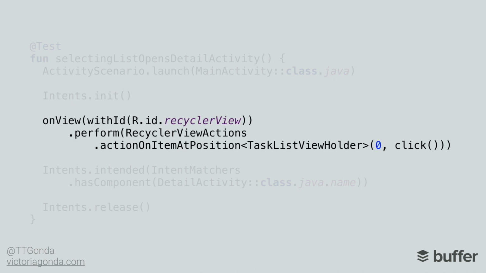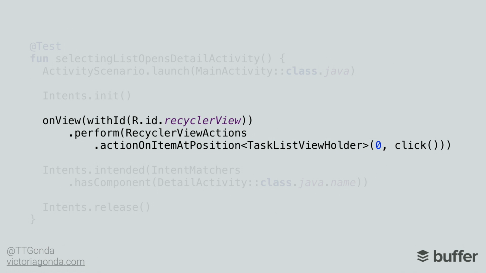Now to use the recycler view matchers and actions that are a part of Espresso contrib. We use the recycler view matchers to click on the first task in the list. So this is a view action. We do this first by matching the recycler view by ID, and then use perform action on item at position 0 to click on the first item in the list. Note that the detail activity won't actually open at this point.